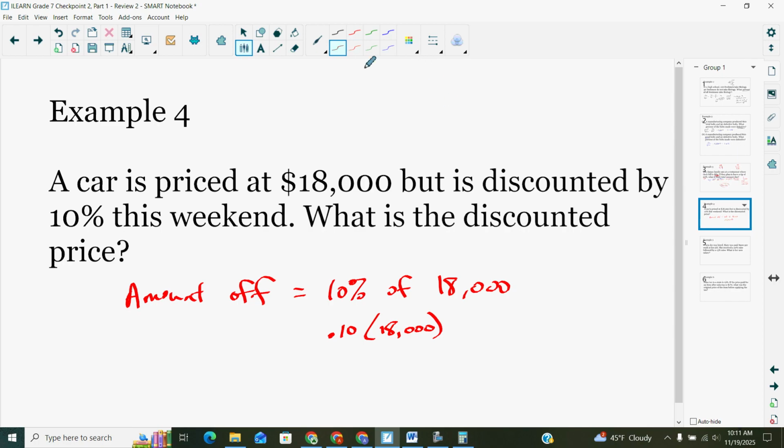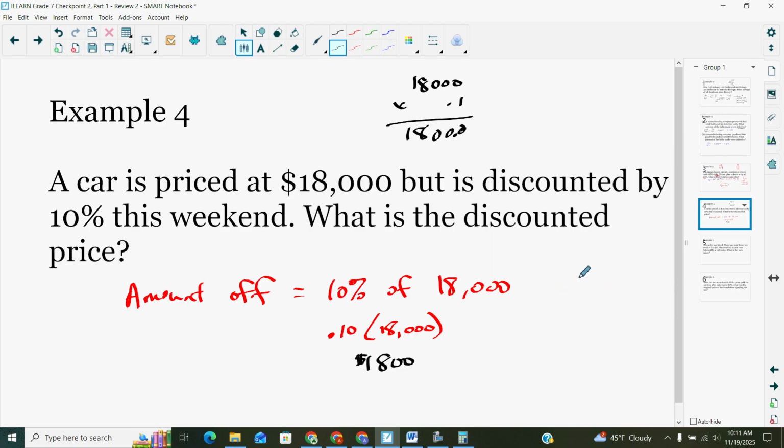We just said to take 10% of something. We just moved the decimal point 1 place. So that's going to be 1,800. You could multiply it out if it's no calculator. This one would probably be no calculator. You could multiply it out. 3 zeros, 8, 1. 1 decimal point in your answer. So the amount that we're discounted is $1,800.